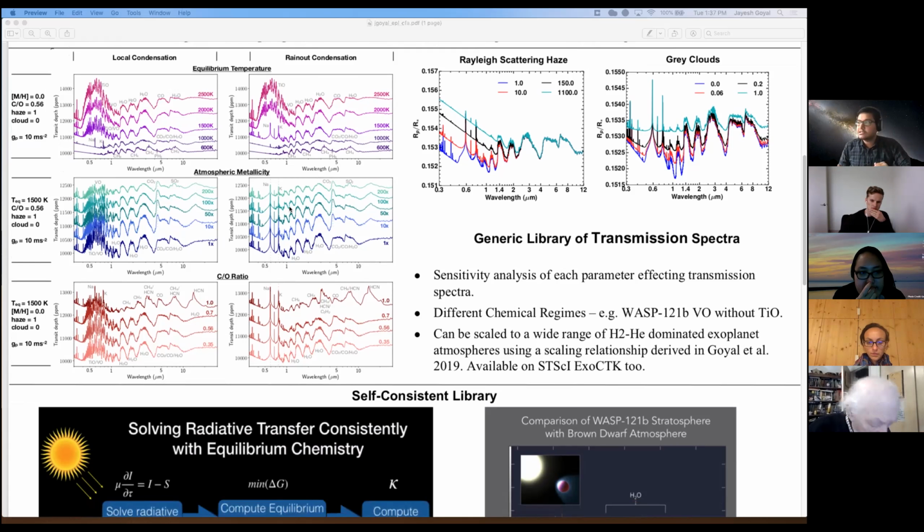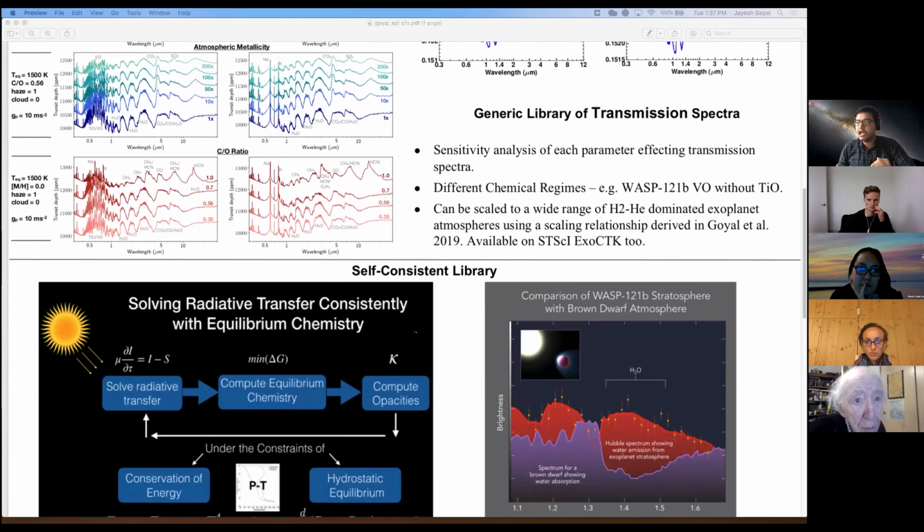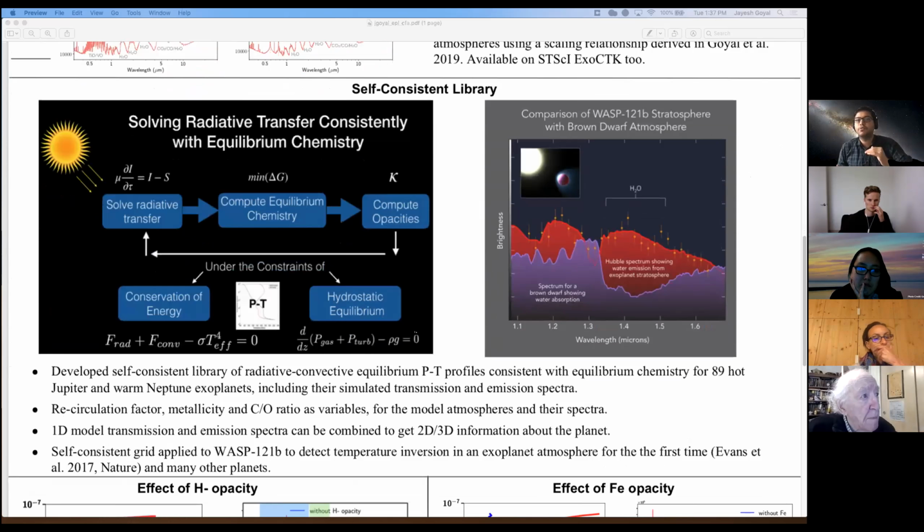And one more thing: the second grid that we generated, we generalized it for a variety of temperature and metallicity, so it can be scaled to any hydrogen-helium dominated atmosphere. In our paper we have derived this relationship which people can use to do that. This grid is also available publicly on ExoCTK, the Space Telescope Science Institute ExoCTK portal, so anyone can use it, all the observers and modeling people. So after we did that, the starting step for transmission spectra, the next step was going towards more complicated stuff.